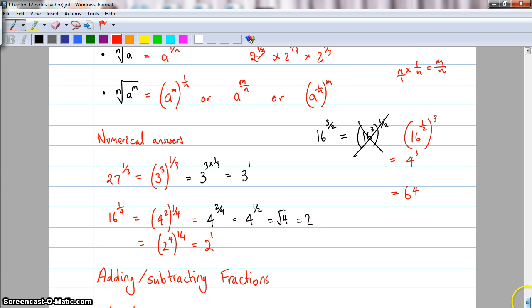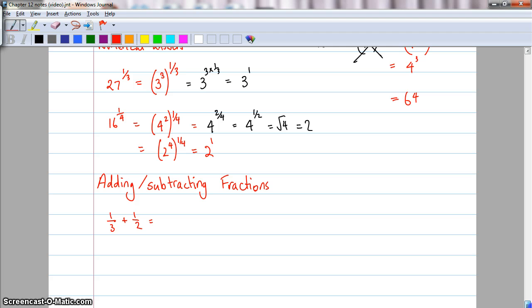Okay, last thing I want to do is just remind you of adding and subtracting fractions, because sometimes you're going to get something like this: the cube root of a multiplied by the square root of a, which turns into a to the third multiplied by a to the half. And when we multiply the numbers, we add the fractions together. So how do we do a third plus a half?